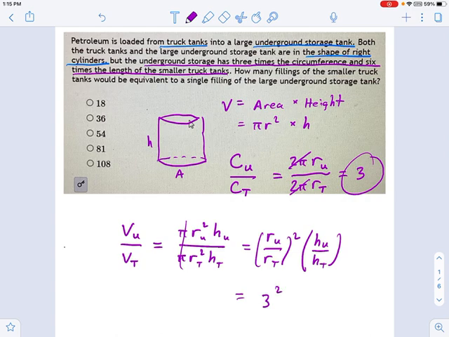And earlier in the problem, it told me that it had 6 times the length. See this right here? 6 times the length. So that is a ratio of 6 when it comes to the heights. So what is 3 squared times 6? Well, that's 9 times 6, so that's 54. In other words, the underground storage has a volume that is 54 times greater than the truck storage. That's how many trucks it would take to fill the underground storage.